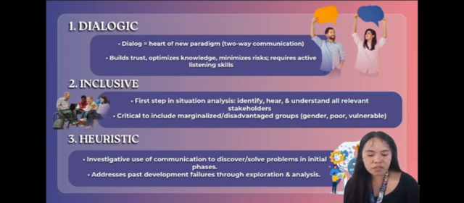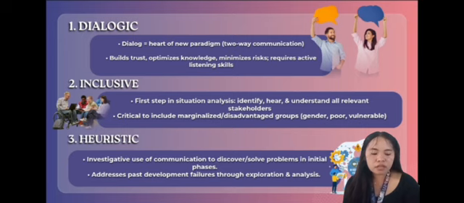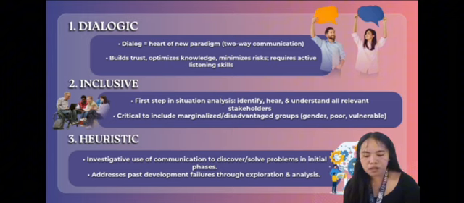When dialogue is the heart of a new paradigm, it means there's no one-sided communication. Instead, each one of you can speak, listen, respond, and so on. Example, you talk, and the other person talks back also. So, it aims to build trust, optimize knowledge, and minimize risk. Build trust: people trust each other. Optimize knowledge allows everyone to share their info and ideas.